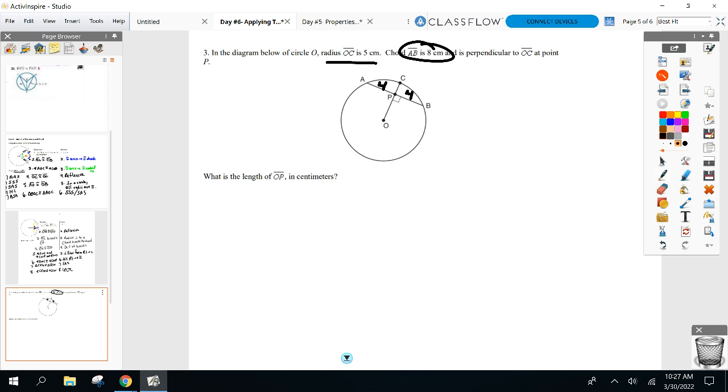Watch, ready? Connect O to B. Everyone agrees that's a radius. How long is that radius we just drew in? 5. Why is that going to help us now to find OP? Pythagorean theorem. Good. So all I needed to do is draw in another radius that would help form a right triangle so I can do Pythag.